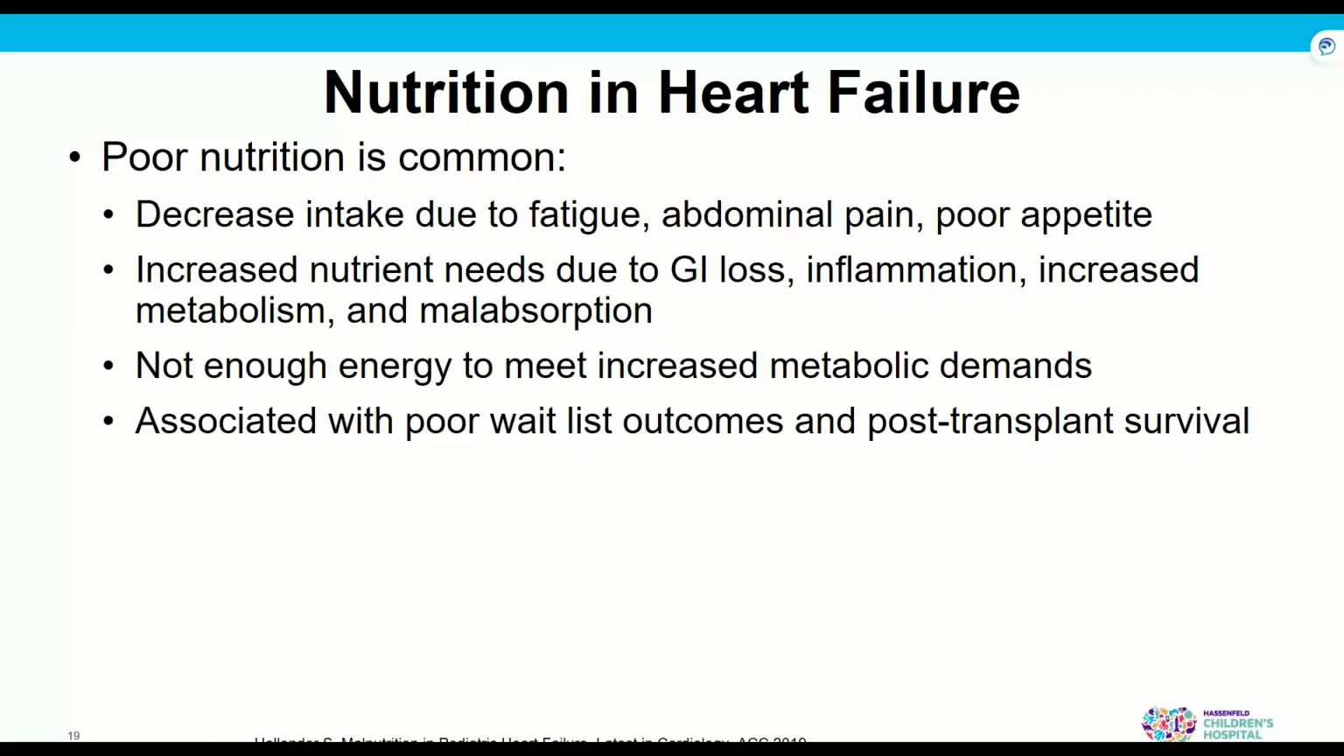But there are also a lot of increased needs that the patients have. They lose a lot in the GI tract because there's lots of swelling of the GI tract, so they don't absorb as well as they should. Heart failure is an inflammatory type disease. If we test a lot of the inflammation markers in the blood, they're elevated with heart failure. So inflammation does not allow you to absorb food very well. We know that when you have heart failure, your heart beats faster to make up for the decreased squeeze of the heart, and so it's like running a marathon. They have increased metabolism. So all these things lead to not enough energy to meet the increased demands of the body.